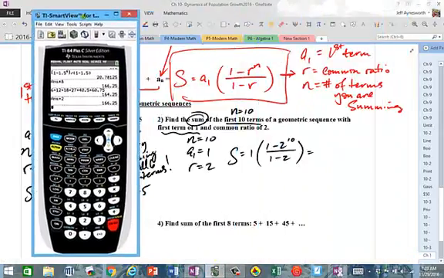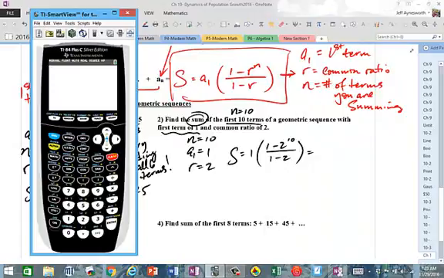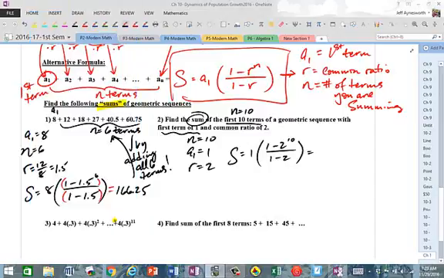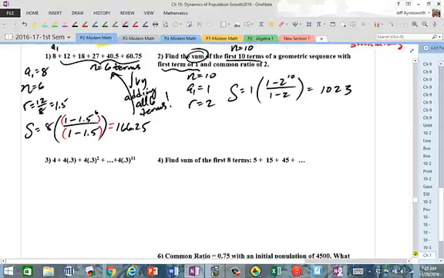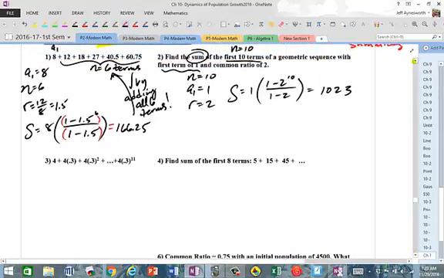Let's clear it out and put the numbers in correctly this time. 1 minus 2 to the 10th. There's my numerator. 1 minus 2 is -1, so divided by -1. With a little mental math, I get 1,023, and then times 1. This one is very straightforward. You get 1,023. Easy.